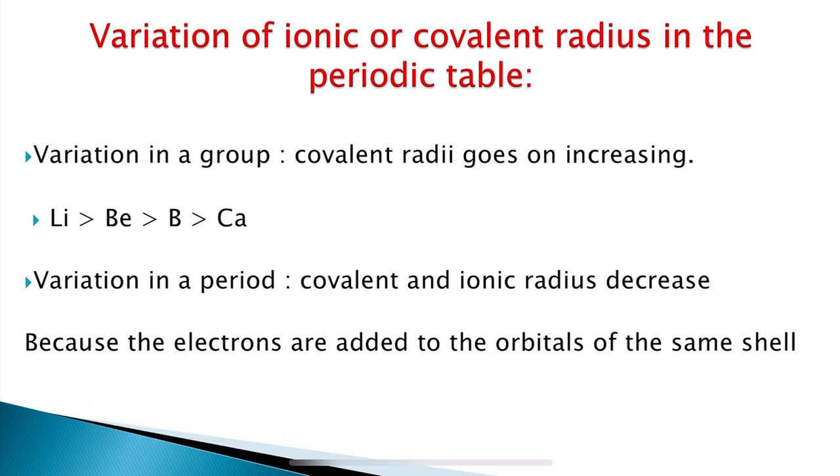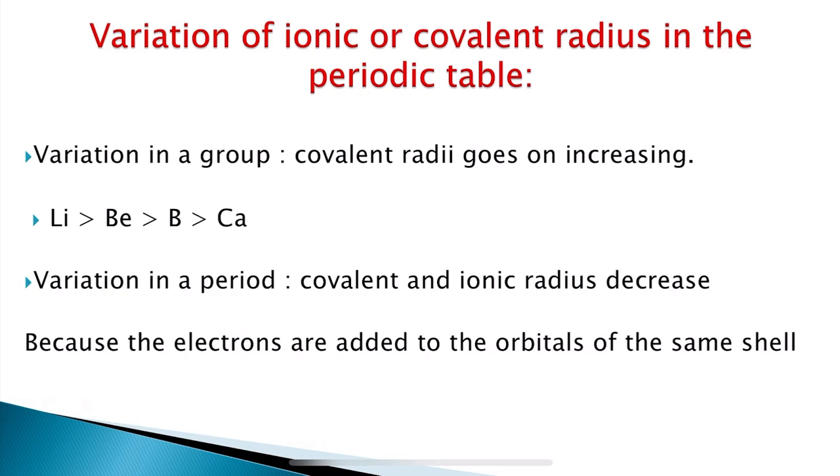For example, in the first group of the periodic table, the size of lithium is lesser than sodium, sodium is lesser than potassium, the size of potassium is lesser than rubidium, and the size of rubidium is lesser than cesium.